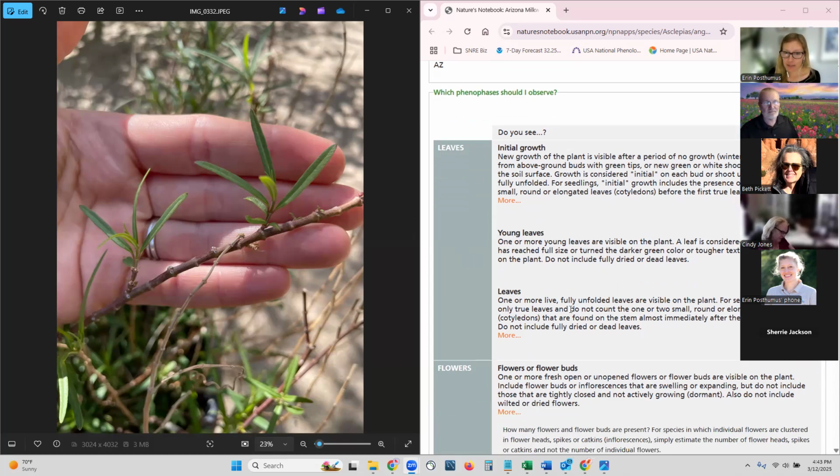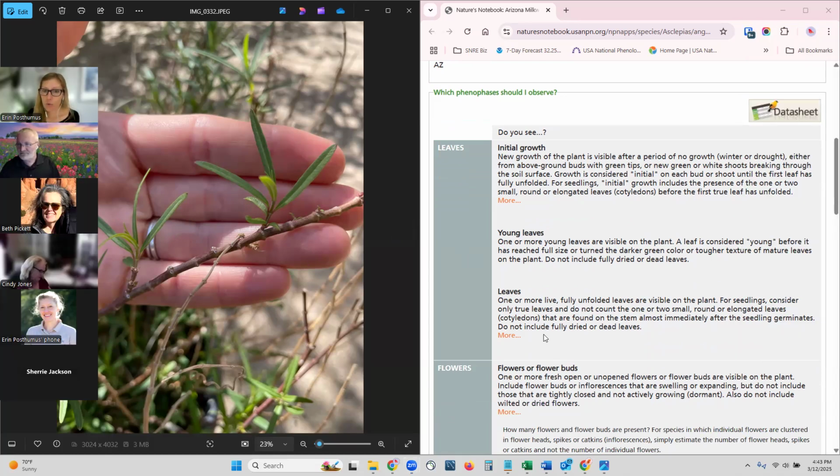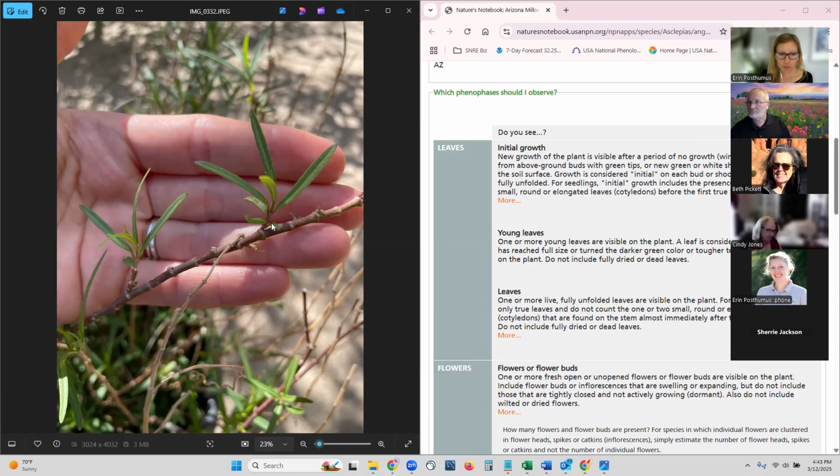How about for leaves? So let's move down to that question. So leaves is one or more live unfolded leaves. For seedlings, consider only true leaves. So that's saying if you have this tiny milkweed that's just sprouted in your pot, don't count the cotyledons, basically, that aren't really true leaves. But this is a plant that is not a brand new plant. So what about for the question of leaves? Would you say yes or no?